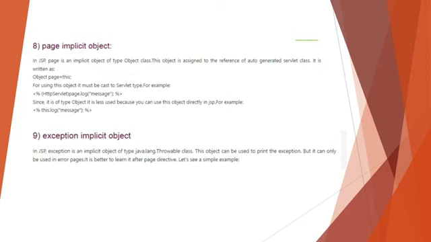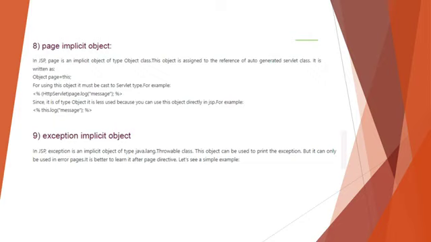Now the ninth object, which is exception. Do you know what an exception is? Whenever an error comes, an exception is required. Whenever your program has some problem regarding the output, it generates an exception. So in JSP, exception is an implicit object of type java.lang.Throwable class. This object can be used to print the exception. Whatever error comes, it should print the exception, but it can only be used in error pages. It is better to learn it after the page directive.